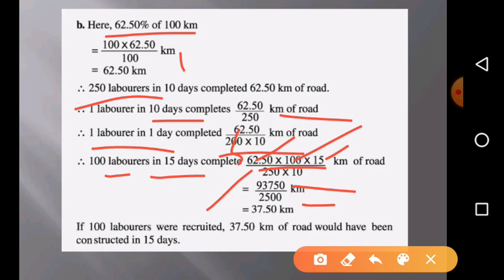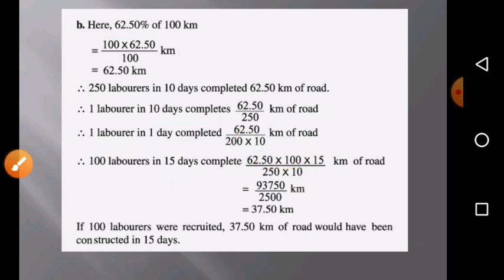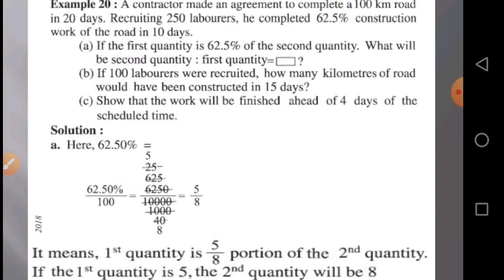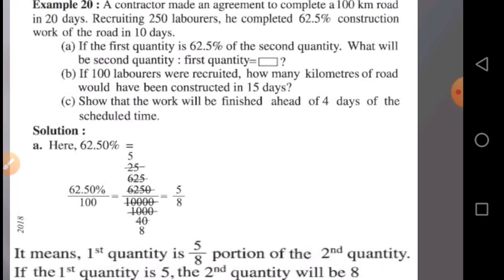তো এখানে আমরা দেখতে পাচ্ছি যে আমরা বি পার্টও কমপ্লিট করে ফেললাম। তার মানে তিনি যদি 100 জন লেবার কাজে লাগায় তাহলে সে মোট 37.50 কিলোমিটার পথ বা রোড কনস্ট্রাকশন করতে পারবে। Now we are going to question C. Question C, show that the work will be finished ahead of 4 days of the scheduled time.